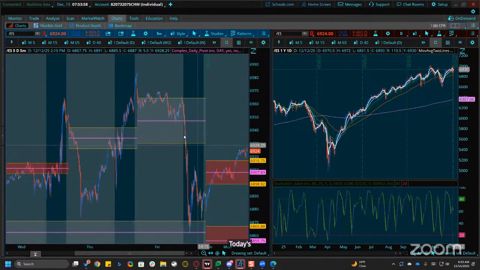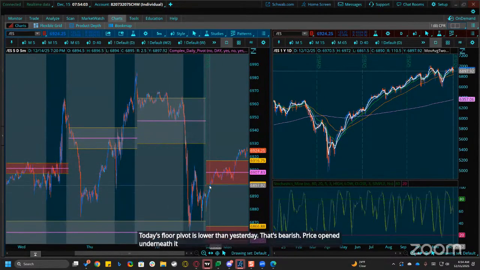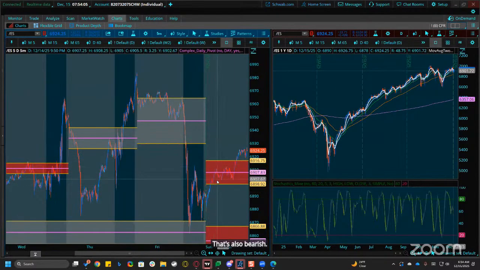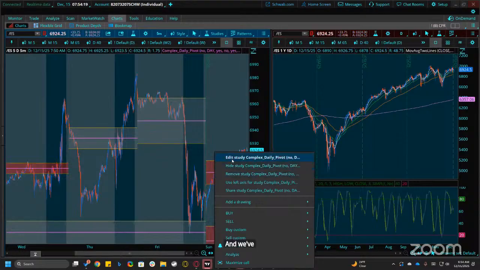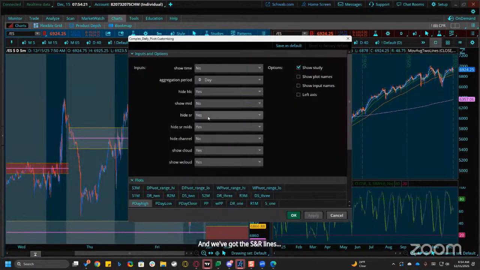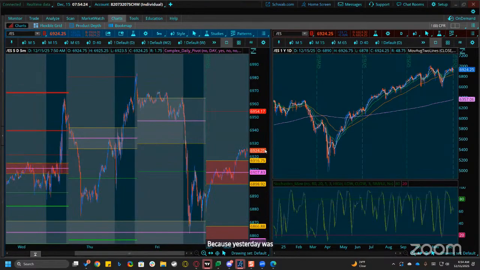Today's floor pivot is lower than yesterday. That's bearish. Price opened underneath it. That's also bearish. We've hit today's pivot and we're now above today's pivot. It's a wide channel, which implies if we do break out, it doesn't stick. And we've got the SNR lines that are likely spread out really far because yesterday was a big day.